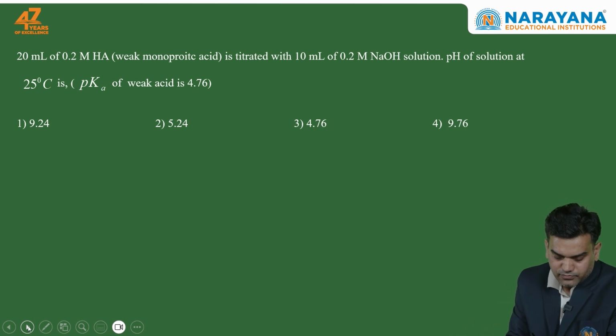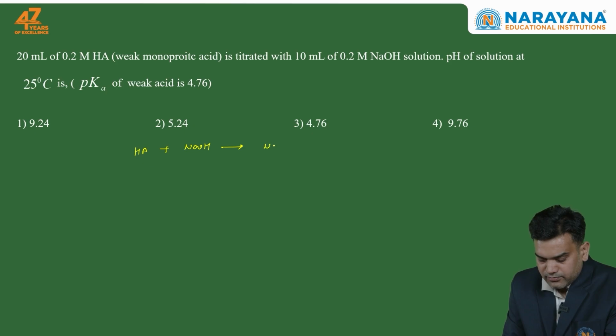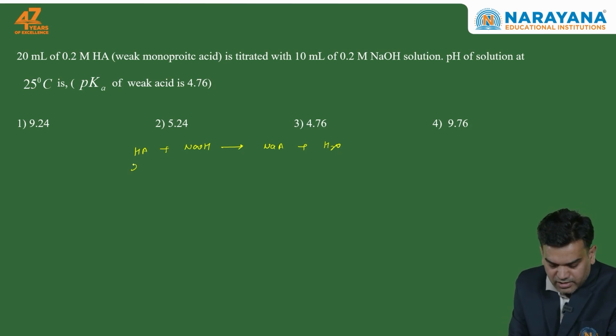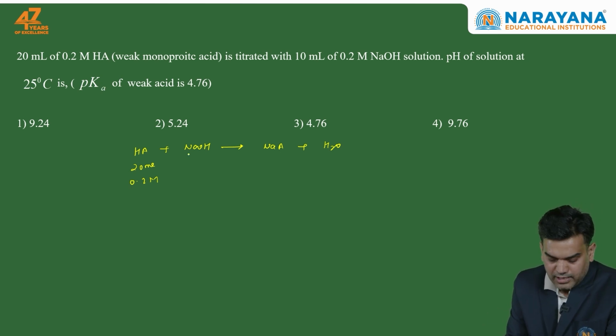So we have HA, and this HA is reacting with sodium hydroxide, NaOH. When this reaction occurs, it will give NaA plus H2O. The volume of HA given is 20 ml, and its concentration is 0.2 molar. It is a monoprotic acid, so the n factor of HA will be 1. For NaOH, the volume is 10 ml and its concentration is also 0.2 molar.